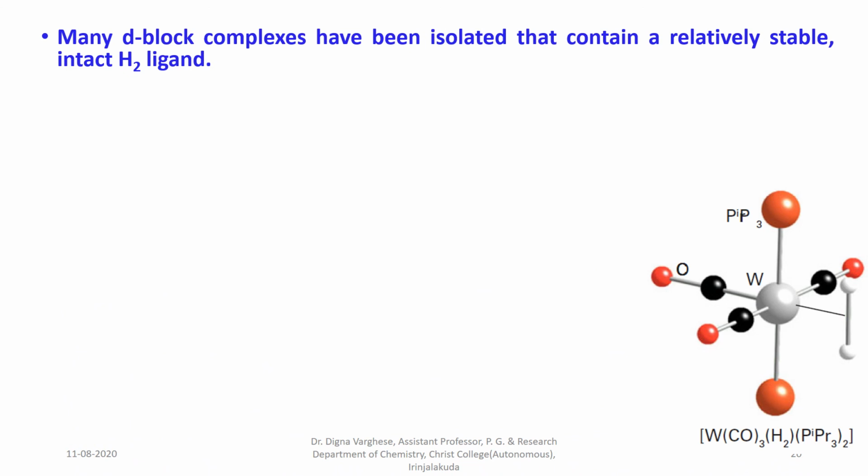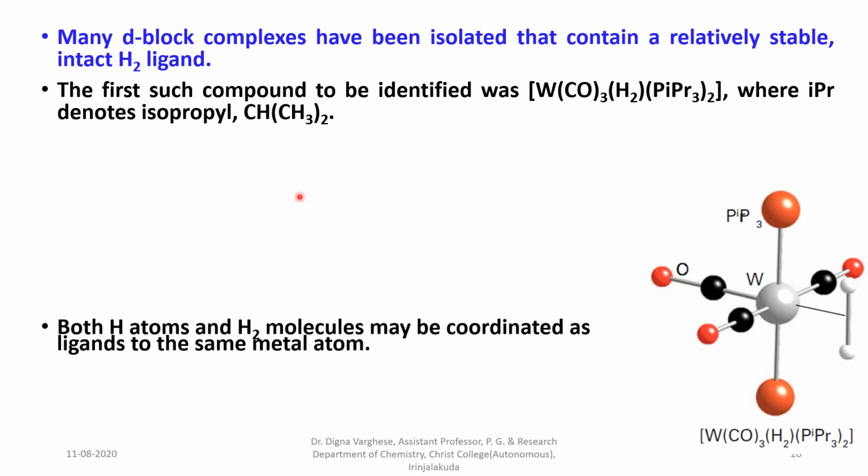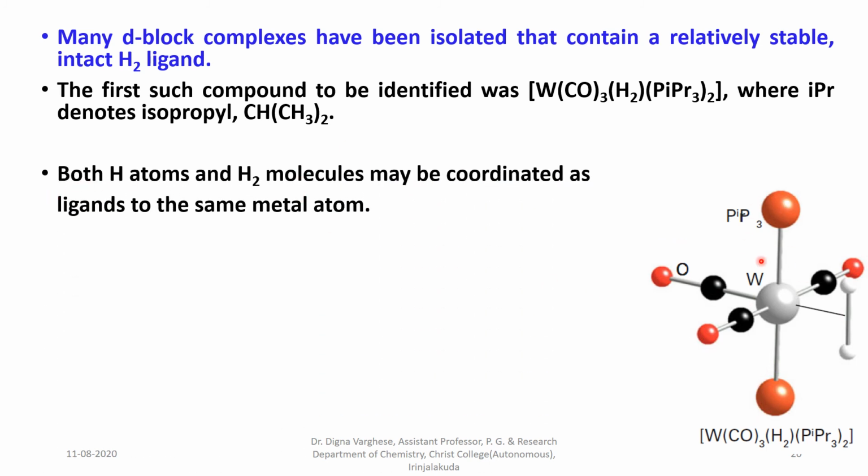Many d-block complexes have been isolated that contain a relatively stable intact hydrogen ligand. The first such compound is a tungsten-based complex. Here tungsten is attached to 3 CO ligands, a hydrogen molecule, and tri-isopropyl phosphine type ligands. Both hydrogen atoms in the hydrogen molecule may be coordinated as ligands to the same metal atom.